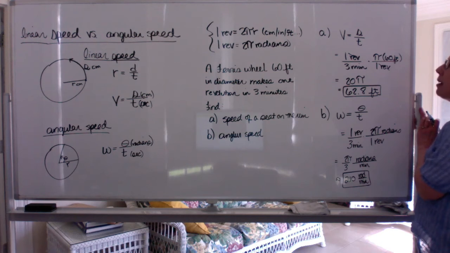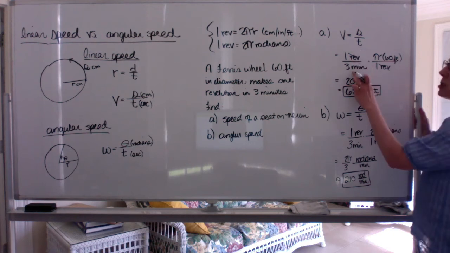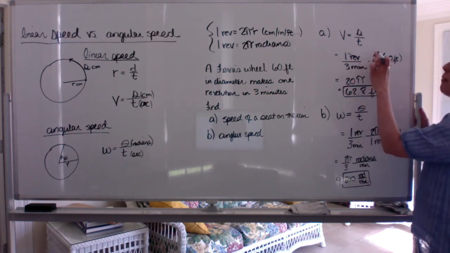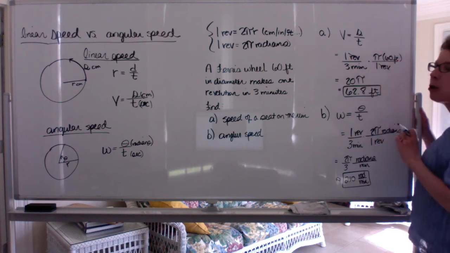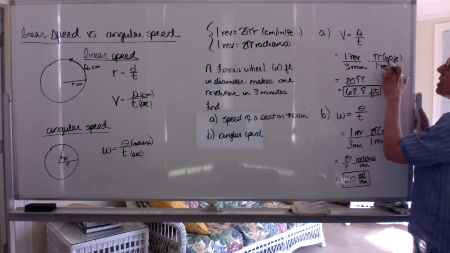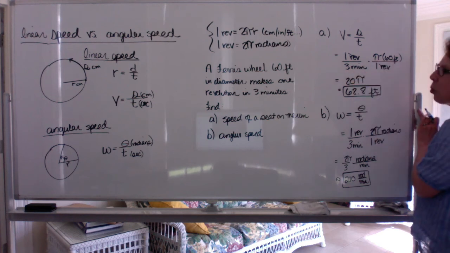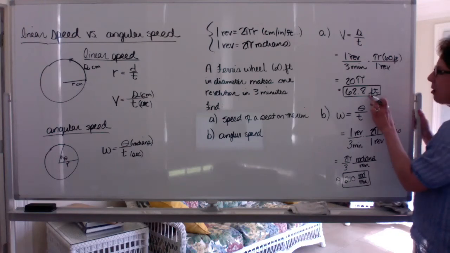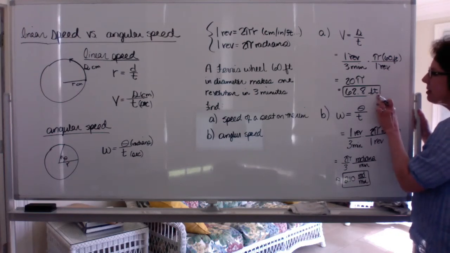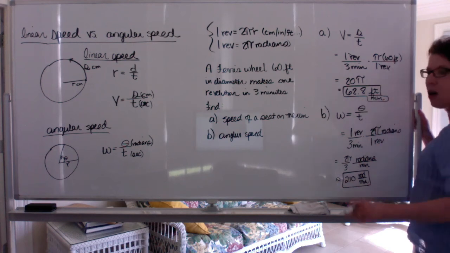Now, what do I have here? I've gone from revolutions per minute to feet per minute by calculating how many feet are in 1 complete revolution. So I cancel: 60 over 3 is 20, and I have a pi there. And so 20 pi to 3 sig figs is 62.8 feet, and I don't have that right because this is a velocity. Feet per what? Minute. I'm glad I caught that.